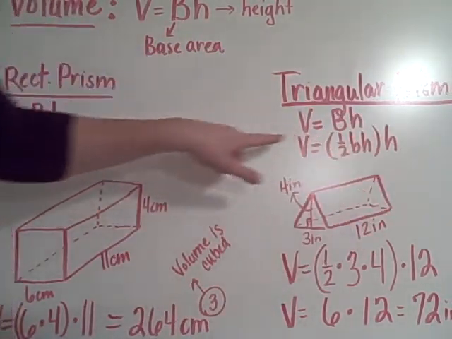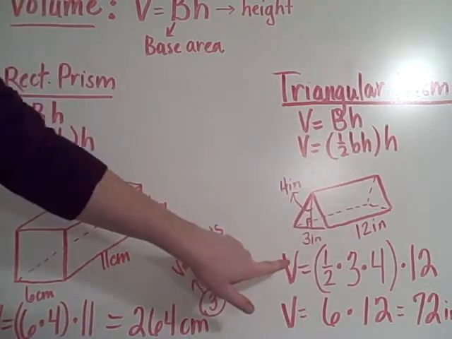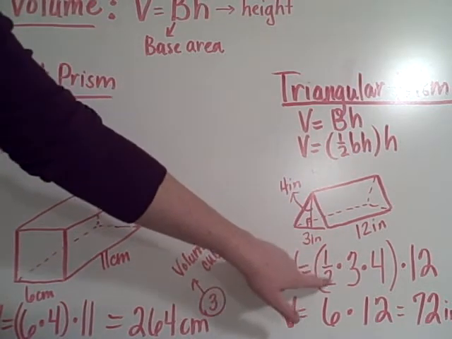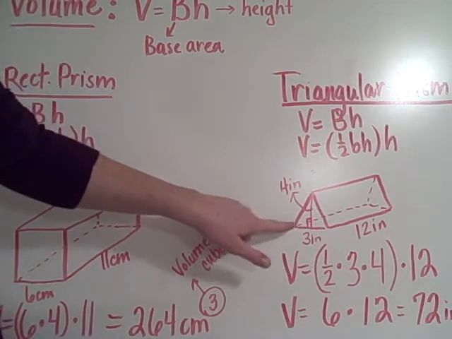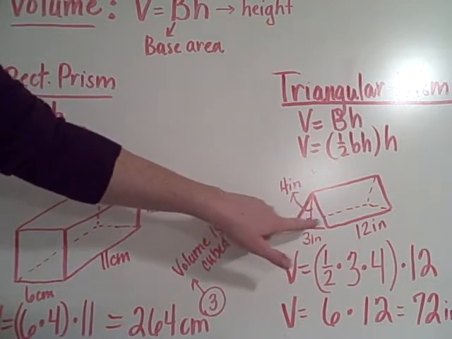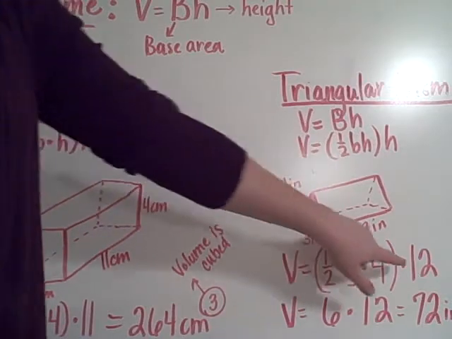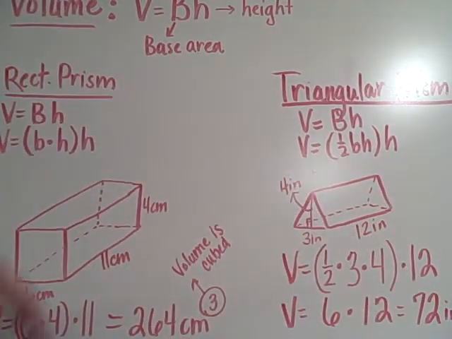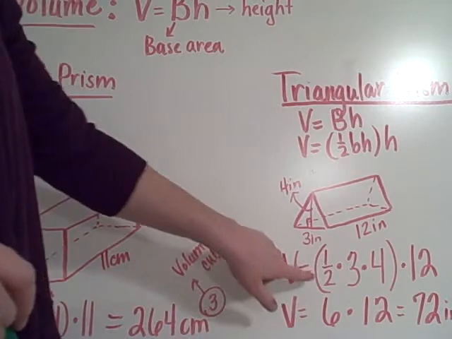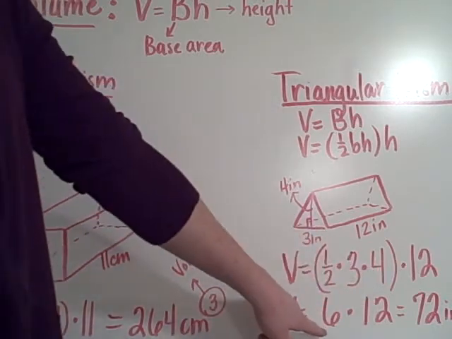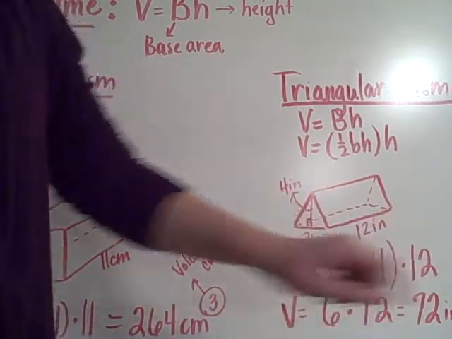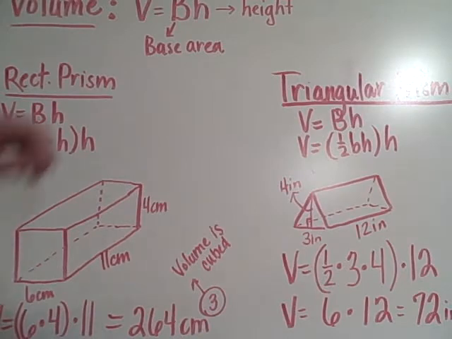Here is my triangular prism. You can see that I have used volume is equal to 1/2 times. My base is 3, the height of that base is 4, the height of the whole thing, which if we turned it up on its end, would be 12. Multiply these together. 1/2 times 3 times 4 is 6, times 12 gives me 72 inches cubed.